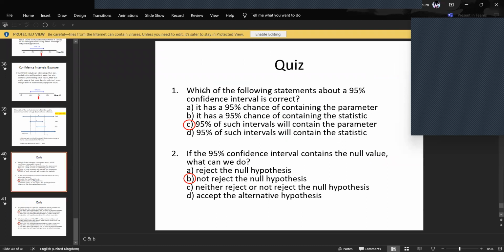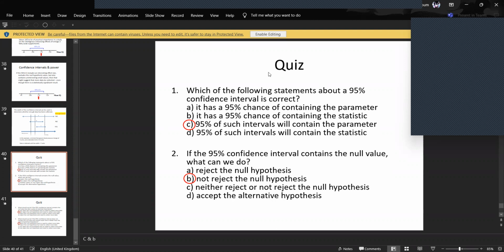If you want to go over it, which of the following statements about 95% confidence interval is correct? It has a 95% chance of containing the parameter. It has a 95% chance of containing the statistic. 95% of such intervals will contain the parameter. 95% of such intervals will contain the statistic.